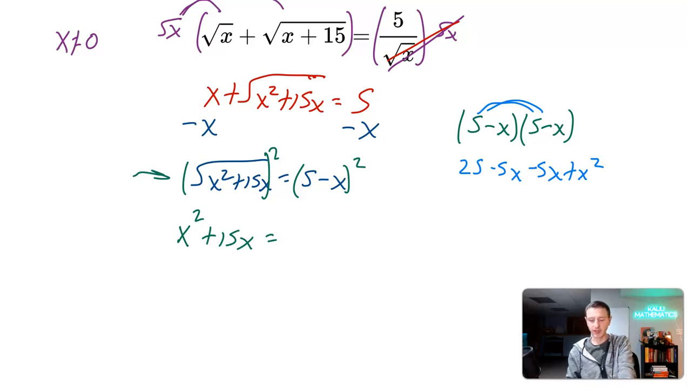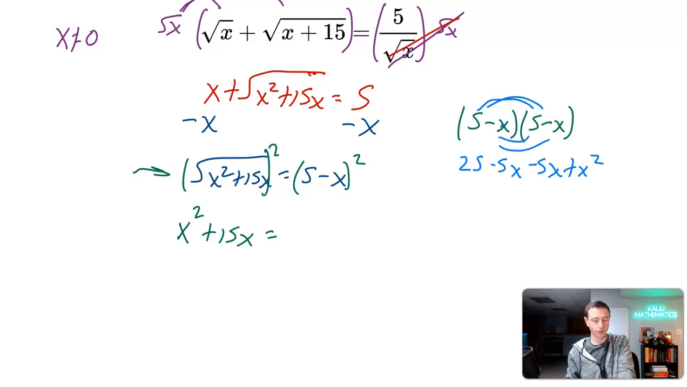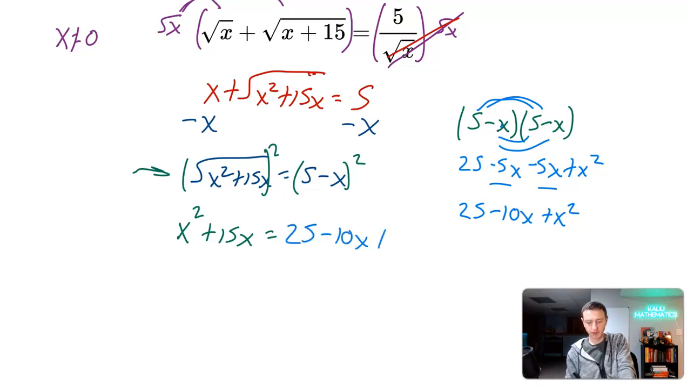5 times 5 is 25. 5 times negative x is negative 5x. Negative x times 5 is negative 5x. Negative x times negative x is positive x squared. And we have negative 5x, so 25 minus 10x. Why isn't that erasing? Minus 10x plus x squared. So we have 25 minus 10x plus x squared.